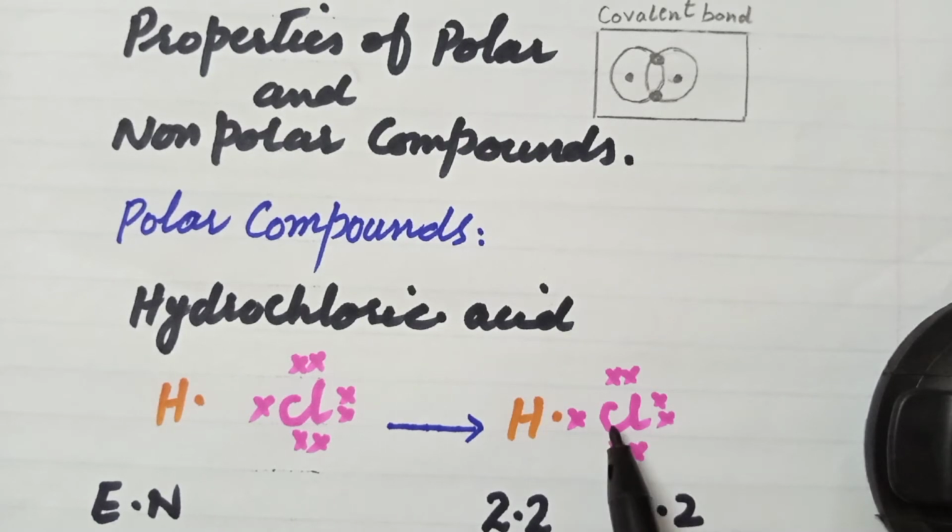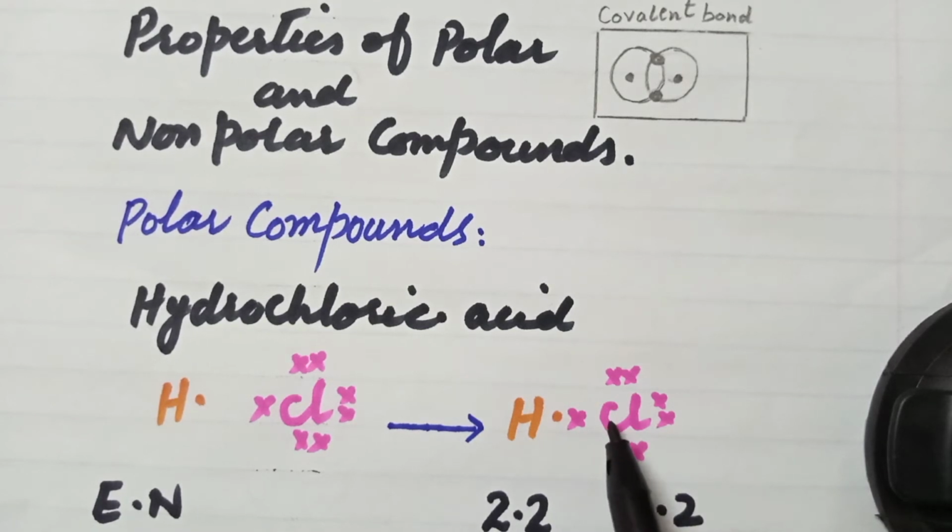Hydrogen and chlorine are different in having different electronegative values. What is electronegativity? Electronegativity is the force with which an atom attracts the shared pair of electrons towards itself. Here you can see that the electronegative value of hydrogen is 2.2 and that of chlorine is 3.2. It means that chlorine is more electronegative than hydrogen.